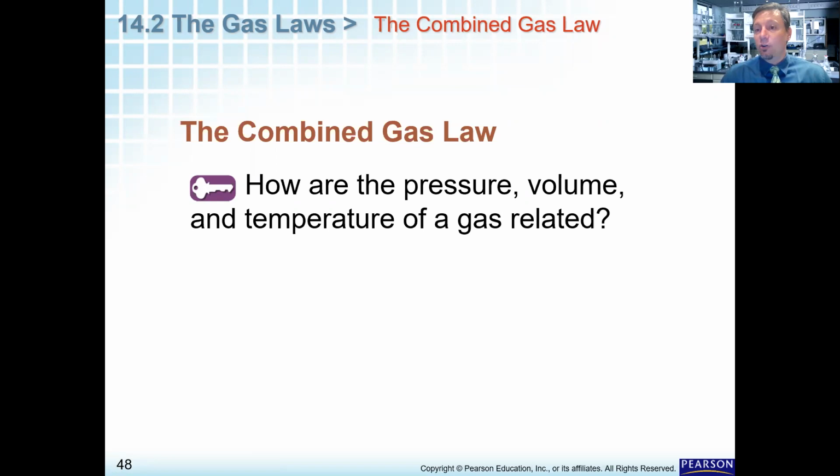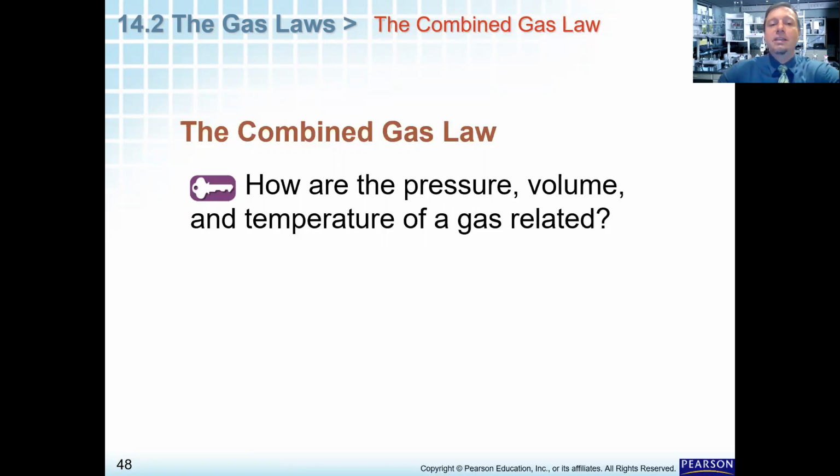We have studied over the last three virtual lessons the three primary gas laws, being Boyle's Law, Charles's Law, and Gay-Lussac's Law. Now we're going to actually learn how those particular gas laws were derived. It's actually from the combined gas law. So, key concept here: how are the pressure, volume, and temperature of a gas related?